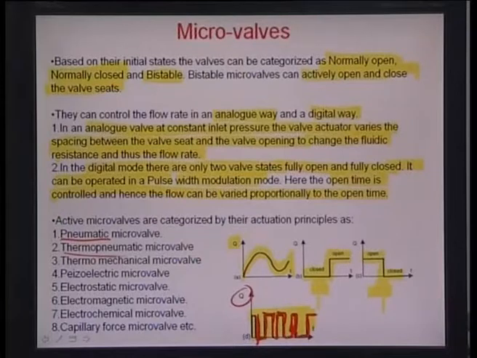Active micro valves are characterized on the basis of their actuation principles. Actuation means the way that you are delivering the energy. You can actuate a microvalve pneumatically, thermopneumatically, or thermomechanically. You can also use a piezoelectric crystal to actuate a microvalve. You could use an electrostatic method, electromagnetic, electrochemical, capillary force, surface tension, all different kinds of forms that can be used for closing and opening a valve system.